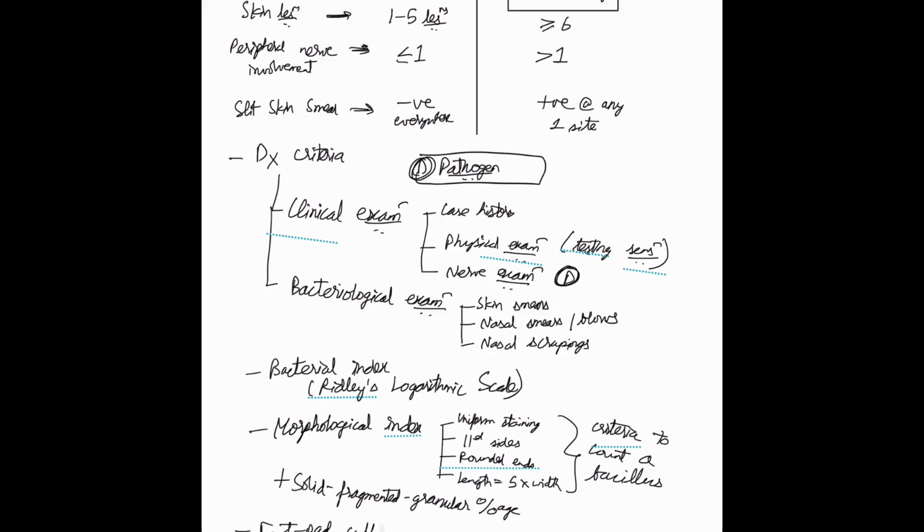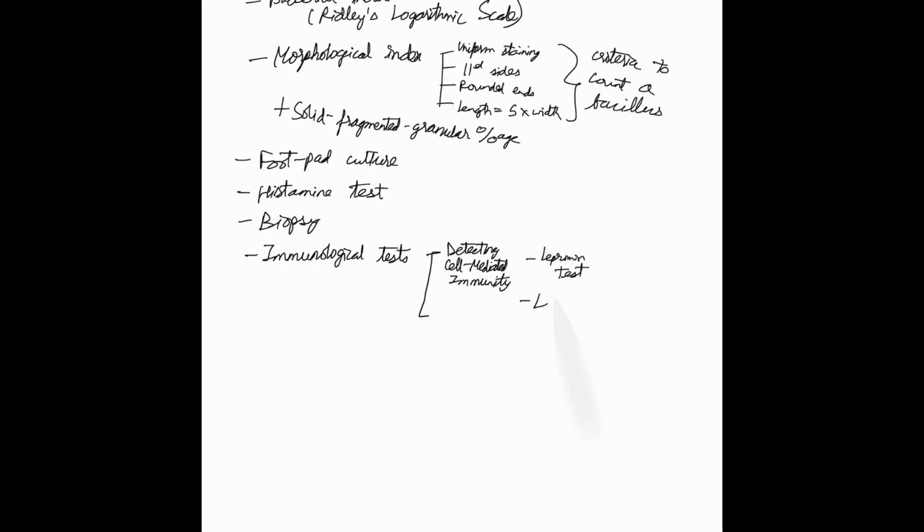And then we also have foot pad culture, histamine test, biopsy, and immunological tests like ones to detect cell mediated immunity. We have the Lepromin test and LTT and LMIT. Lepromin test involves an early reaction and a late reaction. The early reaction is also called Fernandez reaction. The late reaction is also called Mitsuda reaction. We also have tests for humoral response, in which you have FLA-ABS, monoclonal antibodies, and others. FLA-ABS stands for fluorescent leprosy antibody absorption test.